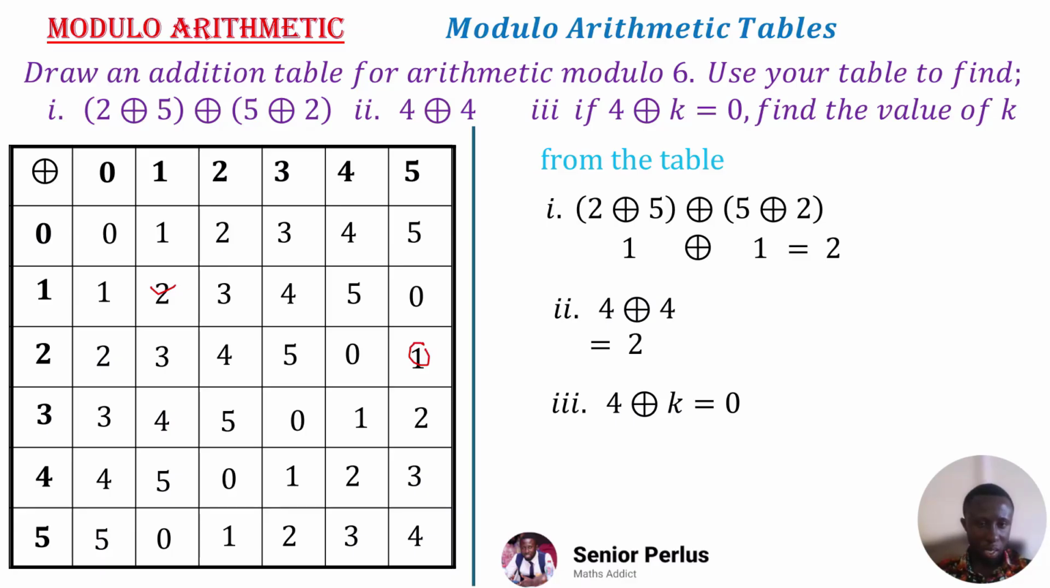It's 2. Okay, good. We can even check here. 4 plus a number gives us 0. Still 2. Okay, same thing. So let me check from the table. 4 plus 2 is 0. So therefore, our K is 2. Very simple and very interesting topic for Modulo.